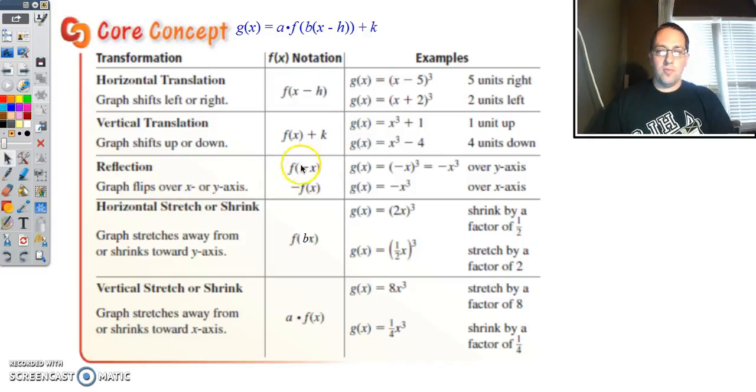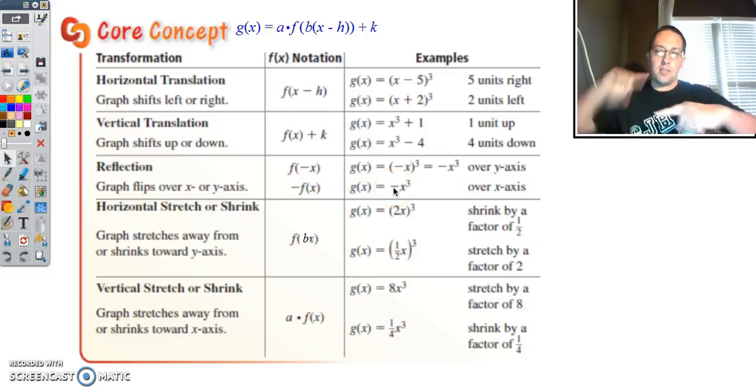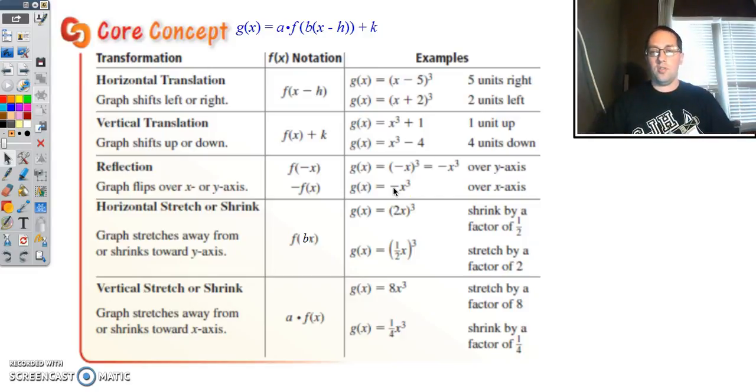Reflections. Remember, if you've got a negative inside the parentheses, so just to the x, we've got a negative b, that's a flip over the y-axis. That's a horizontal movement, so it's inside the parentheses. Negative f of x, that is a flip over the x-axis. That is a vertical movement, so it's on the outside of the parentheses. It's to the entire function. Horizontal, just to the x, vertical, to the whole thing.